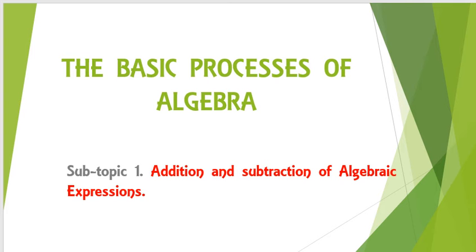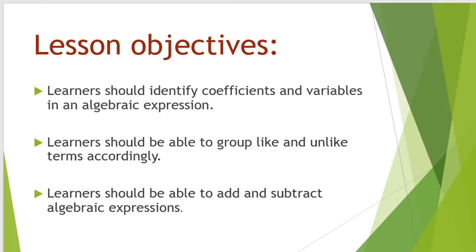Before we go deep into today's lesson, it's very important that we understand the objectives of our lesson for today. The objectives are as follows. One, learners should identify coefficients and variables in an algebraic expression. Two, learners should be able to group like and unlike terms accordingly. And also, learners should be able to add and subtract algebraic expressions.